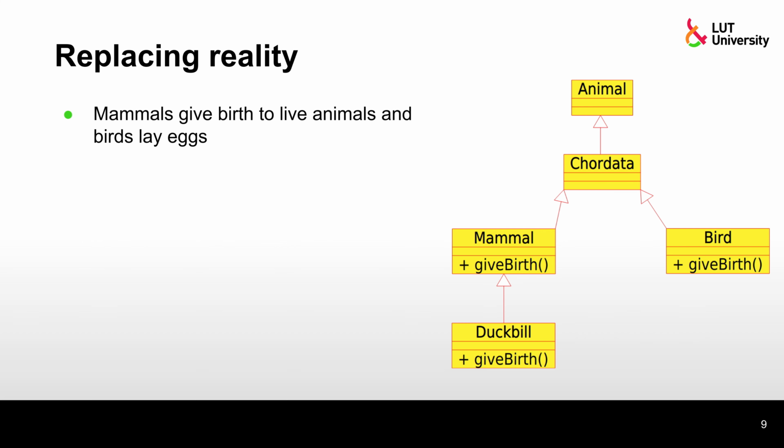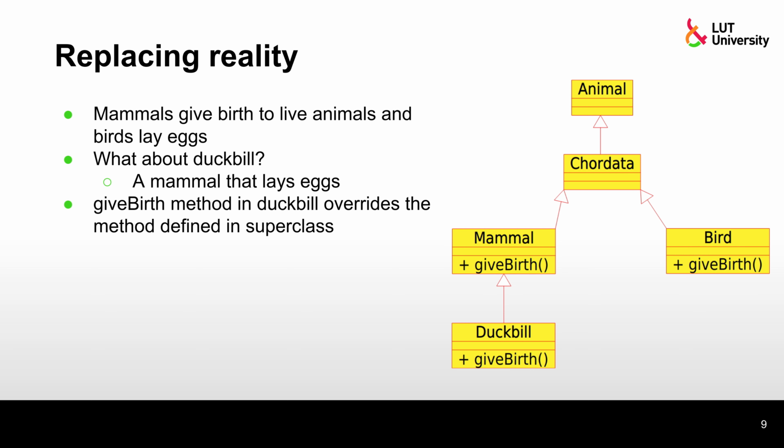So here, let's think about what kind of issues we might get when we use inheritance. Mammals give birth to live animals, and birds lay eggs. So they are definitely different things. We as humans are mammals, but we do not lay eggs. We give birth to live babies. But what about the duckbill? It's a mammal that lays eggs. So how could we handle that in code?